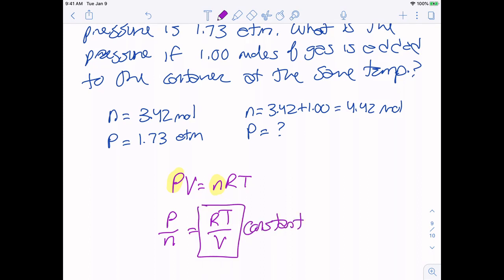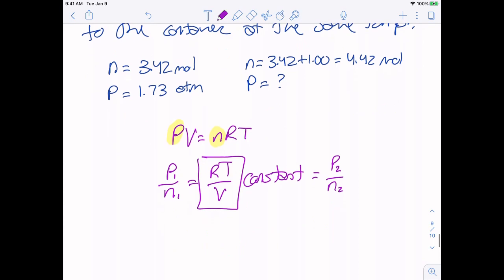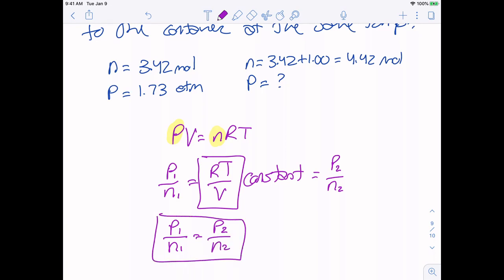So we'll do the same thing. If my initial pressure times my initial volume is equal to a number, and because it's constant, my new pressure over my new number of moles is equal to the same number, then those are equal to each other. So P1 over N1 is equal to P2 over N2, and that's the formula I'm going to use.